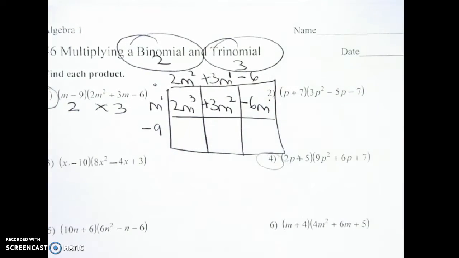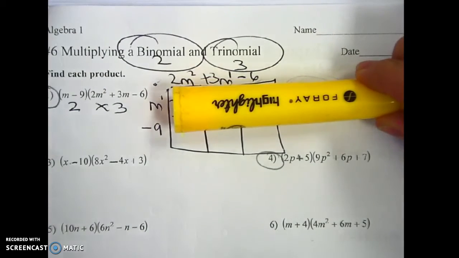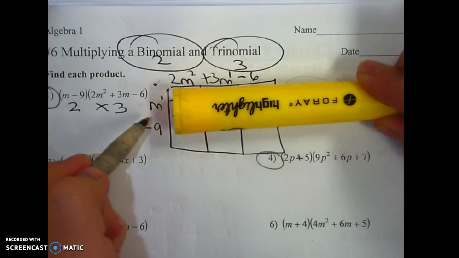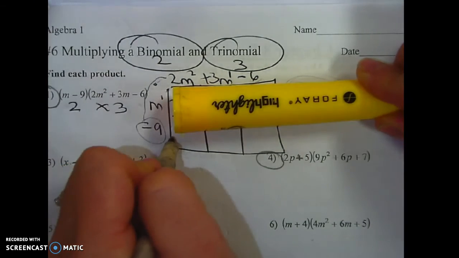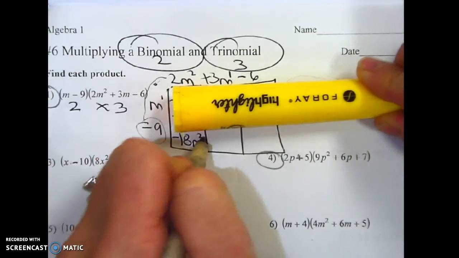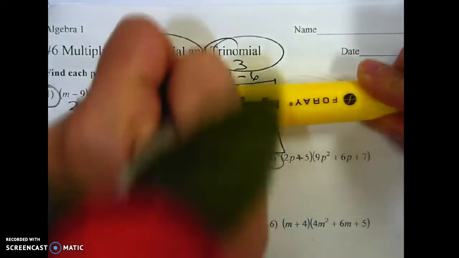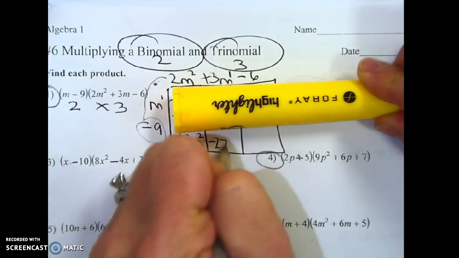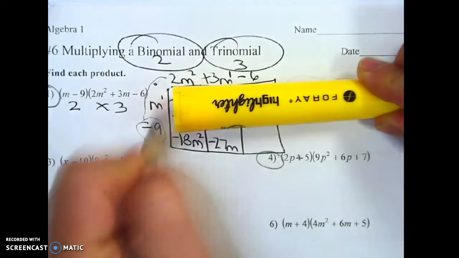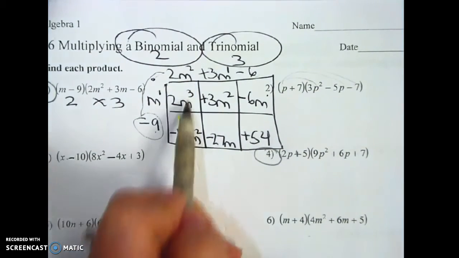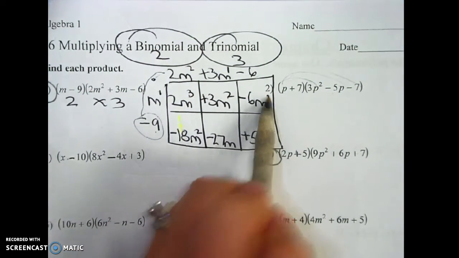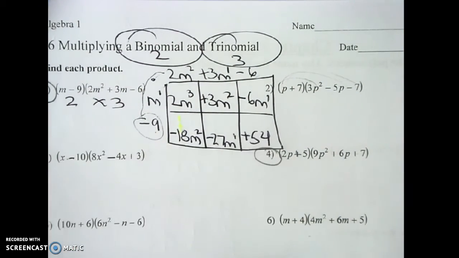Now that I did the first row, it's kind of harder for me to cover it up. Let's see if I can get away with it. Okay, that works. So now I'm going to cover up the top row, and I'm going to focus on this negative 9. So negative 9 times 2m is negative 18m squared. Negative 9 times 3m is negative 27m. And then negative 9 times negative 6 is positive 54. You'll notice here it goes 3, 2, 1. Here it goes 2, 1, nothing. It's always going to be a pattern. 99% of the time, it's going to be a pattern.